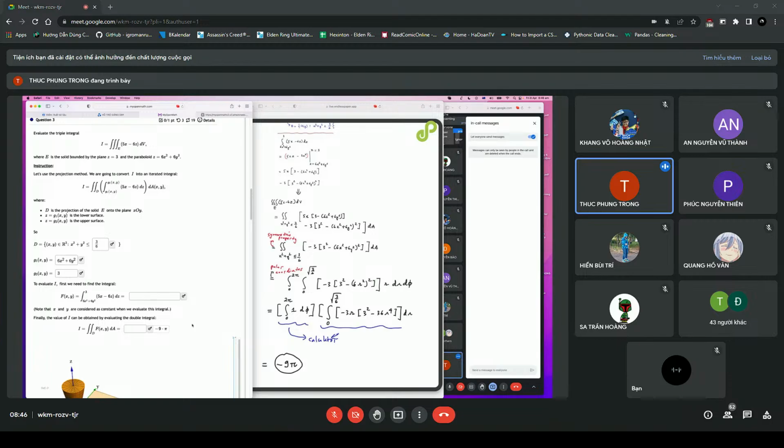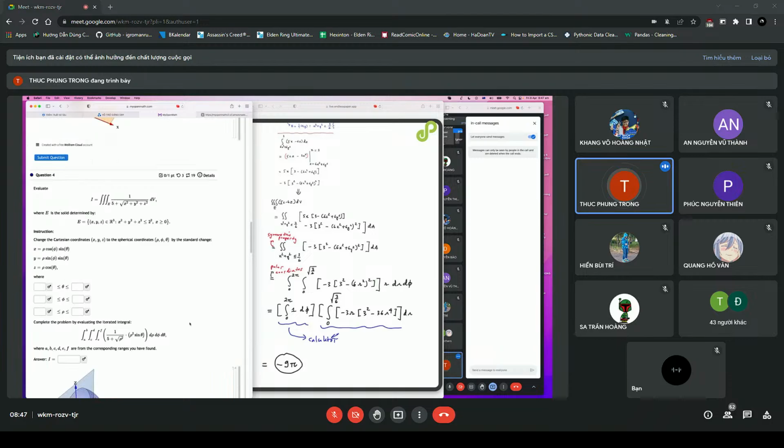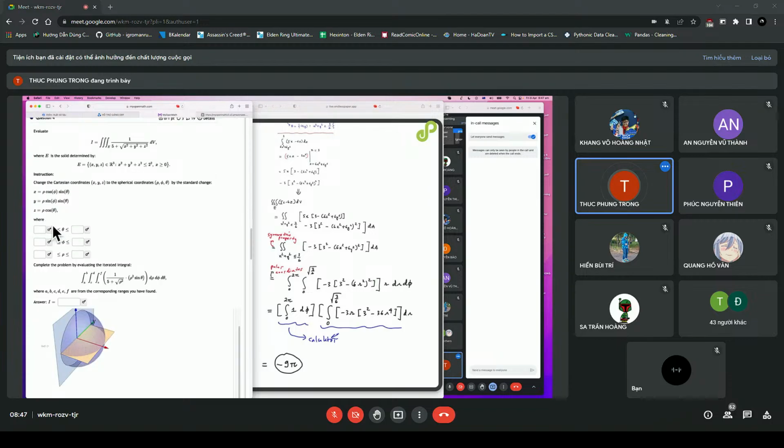Now let's go to question number 4. All right, in this question, we can use spherical coordinates to evaluate this triple integral. So the first thing we need to do is to get the domain F. The domain F is the domain we have for rho, phi, theta. So we can easily see that.